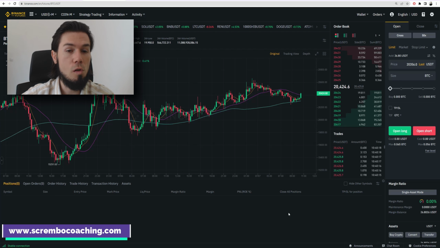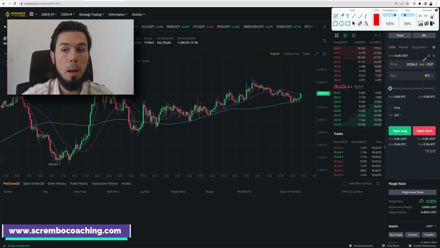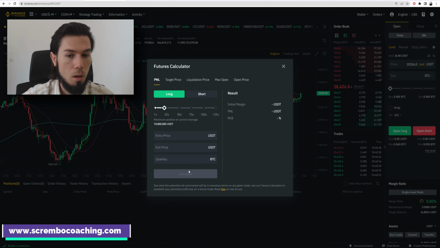And you can do the exercise and the math on the calculator. The calculator can be found right here. I have a specific video about that as well. You can check out how to use the calculator on the Binance Futures market. This button here is the calculator, which is the first thing you need to use for the liquidation price discussion.